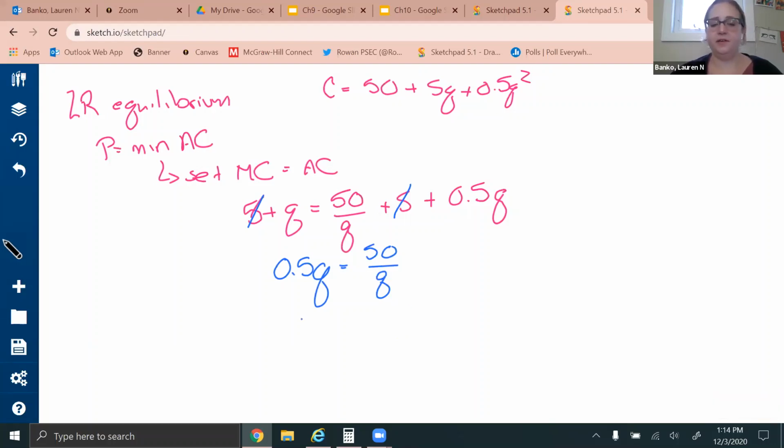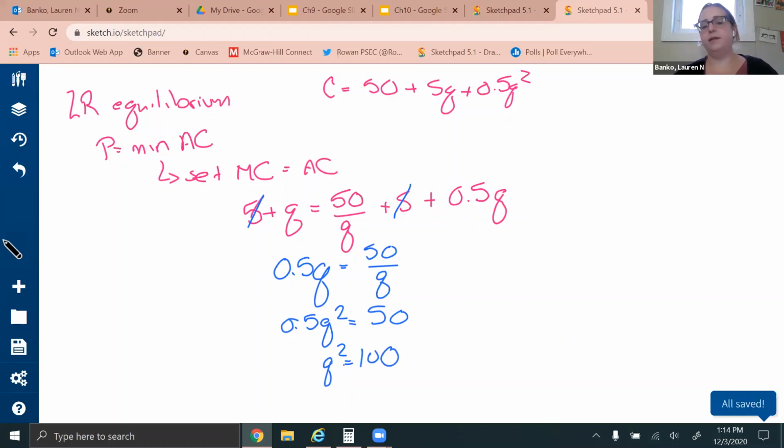Multiply each side by q. And then we can also divide each side by 0.5. So we have q squared equals 100 and take the square root on both sides. Our long run quantity is going to be equal to 10. So every firm is going to produce 10 units once we're in the long run.